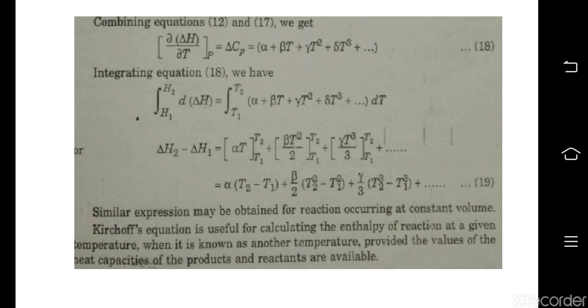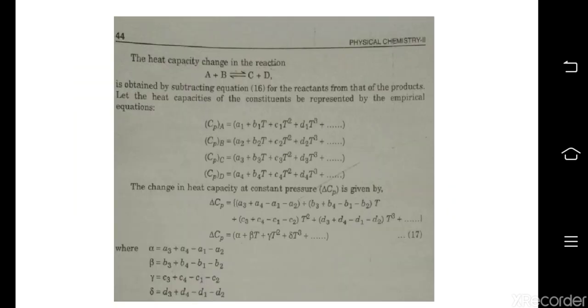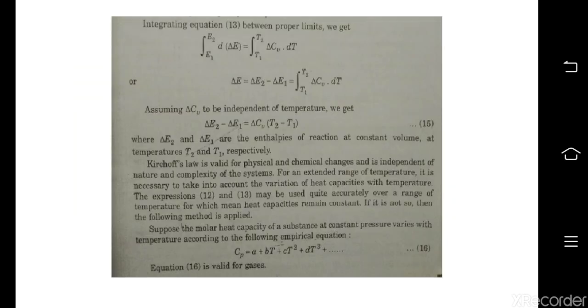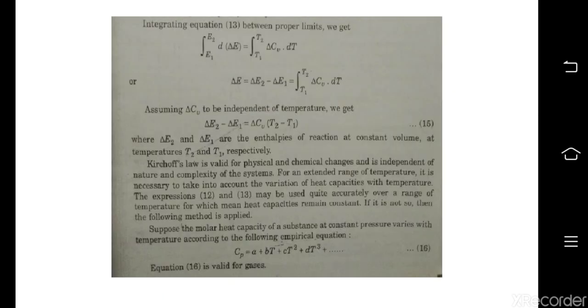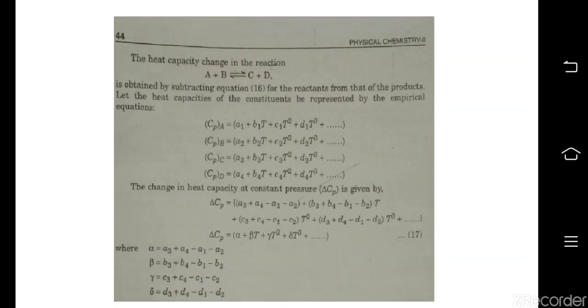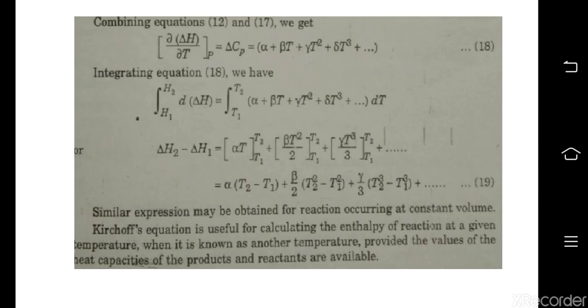Combining equation 12 and 17, you will have to refer back what is equation 12. Equation 12 is here. If you can see equation 12, del of delta H upon del T, which is equal to delta Cp, and equation 17 is here. Delta Cp is also equal to alpha plus beta T plus gamma T square plus delta T cube. We combine the two and we get equation 18, and then we integrate equation 18.